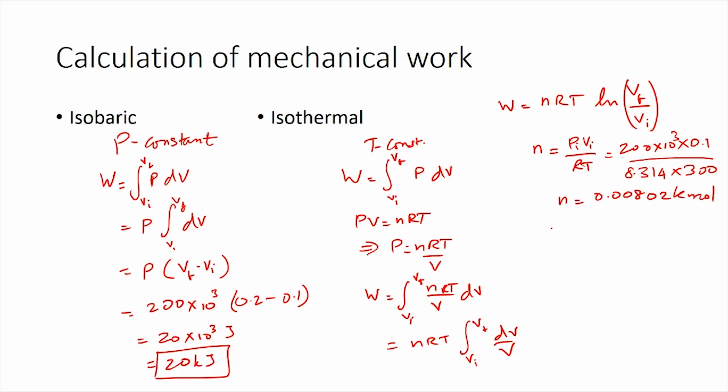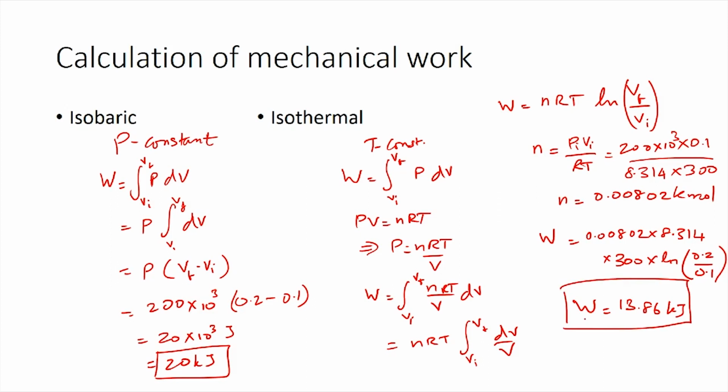So, now that we have N, we can calculate the value for W. We already know the value for R, we know the value for T is 300 Kelvin and Vf is 0.2 and Vi is 0.1. So, we basically can calculate it as 0.00802 times 8.314 times 300 times ln of 0.2 divided by 0.1. Solving this, we can calculate W as 13.86 kilojoules.